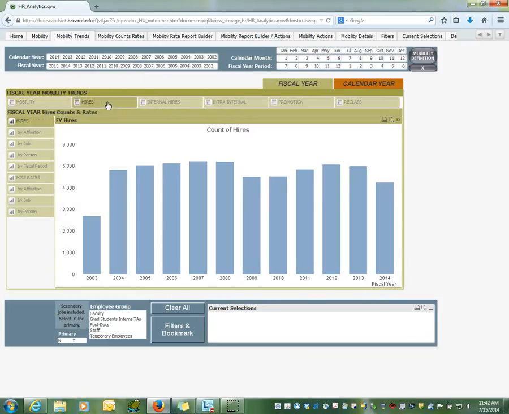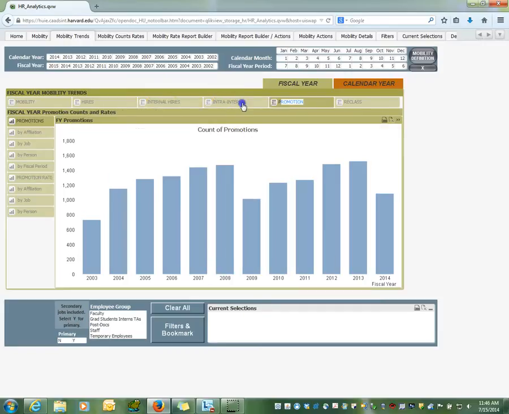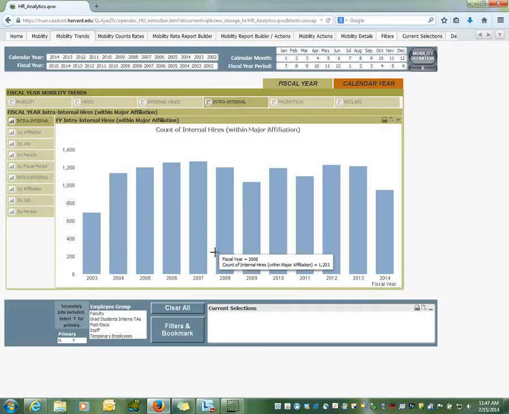Hires is a count of just people who have moved into an open position that's part of the core workforce. Internal hires counts the number of people who have moved within the university into a core workforce position. The intra-internal hire counts the people who have moved within their same affiliation. So for instance, if I were to take another position within Harvard Human Resources, then I would count as an intra-internal hire.